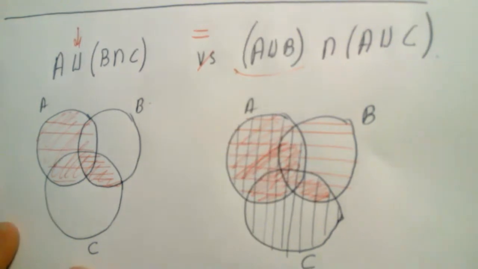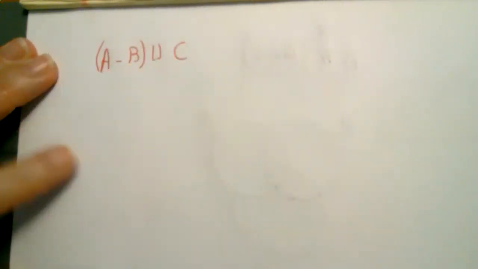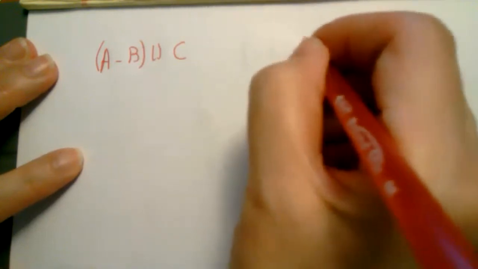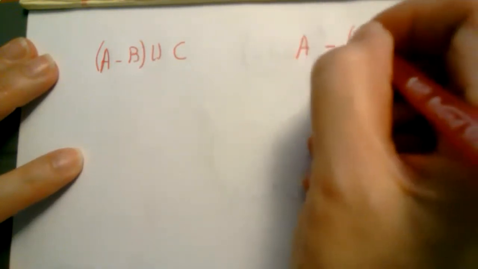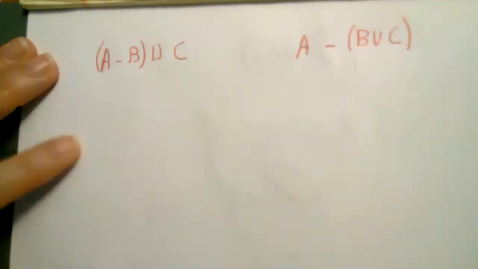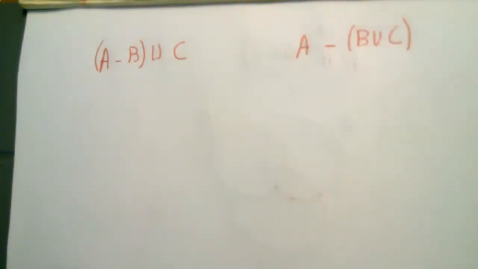All right, I'll give you one more. I was planning only on that, but I will take another one and see what you guys can do. Okay, suppose I take A minus B union C versus A minus B union C, with different parentheses. I'm just playing a little bit with parentheses, again.